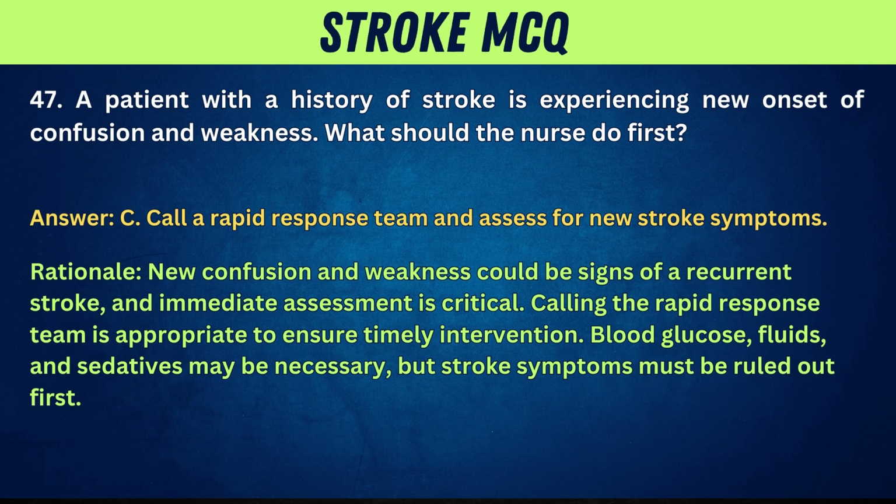Answer: C. Call a rapid response team and assess for new stroke symptoms. Rationale: new confusion and weakness could be signs of a recurrent stroke, and immediate assessment is critical. Calling the rapid response team is appropriate to ensure timely intervention. Blood glucose, fluids, and sedatives may be necessary, but stroke symptoms must be ruled out first.